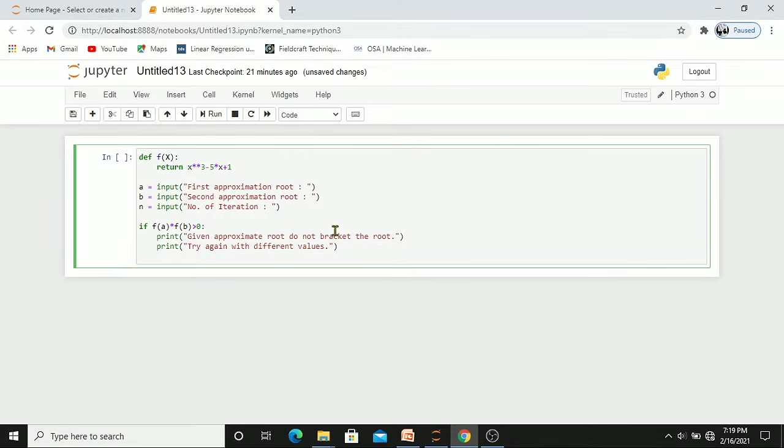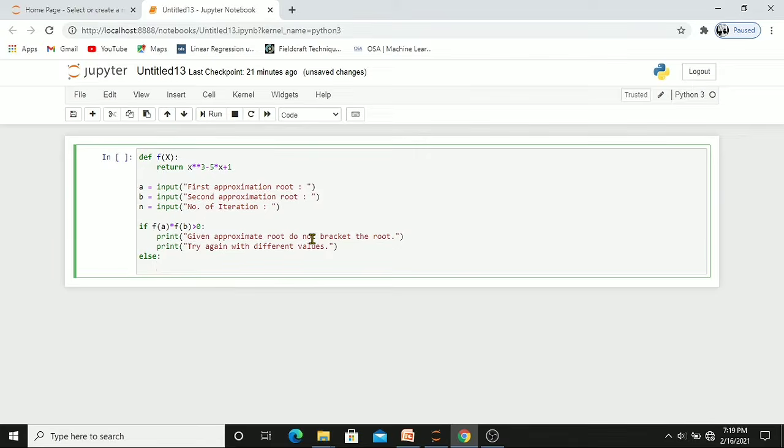Okay, so it will keep on repeating as we have seen in the flowchart until we get the desired output. And if we get the desired output, that means what? F of a into f of b is not greater than 0. That is the else condition. So what should happen? Then we should enter the actual bisection method. Okay, so here I am writing it like this. Now what is this? Here this is the bisection method.